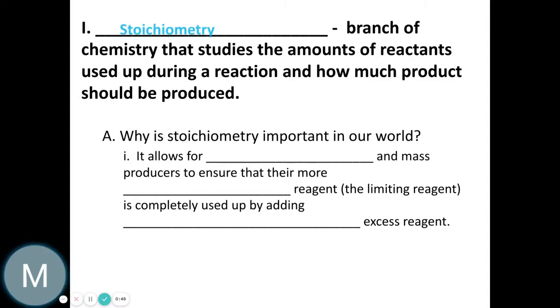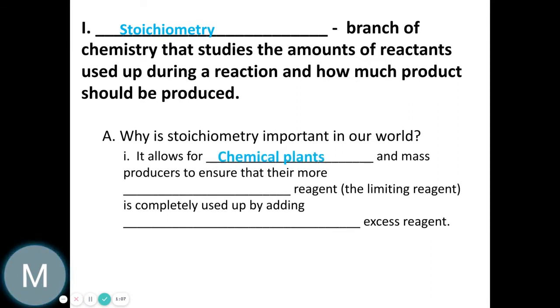And so stoichiometry, what is this? It's a branch of chemistry that studies the amounts of reactants used up during a reaction and then how much product should be produced. So why is stoichiometry important in our world? To an engineer, a chemical engineer, or a chemical plant, it's quite important for them.